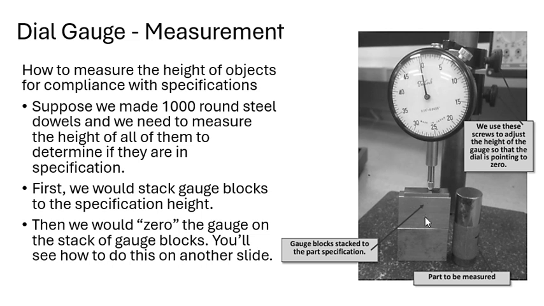So anyway, first we're going to stack our gauge blocks, in this example here, and you're going to have a specific height depending on how many blocks you've got. We do it all the time, in every lab. Then we're going to zero out this dial gauge, which means you zero the gauge right here on the stack of gauge blocks. You're going to see how to do this on the other slide.